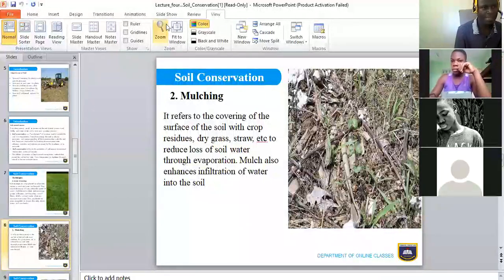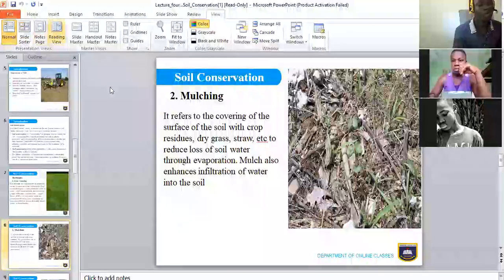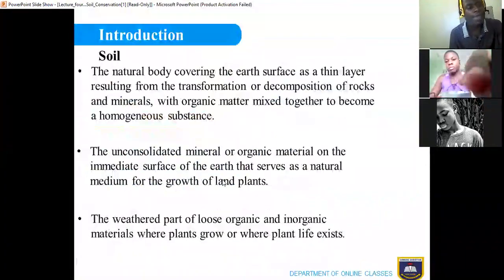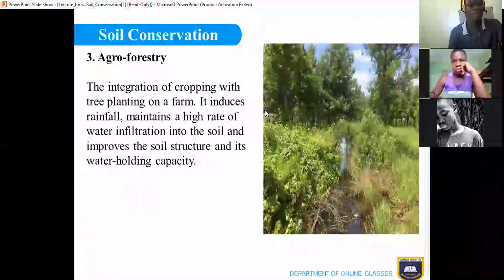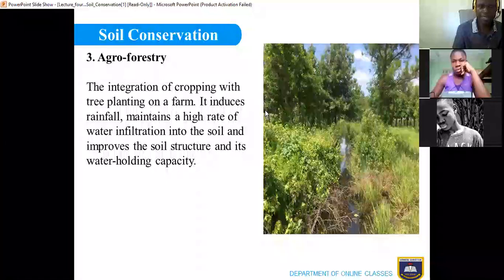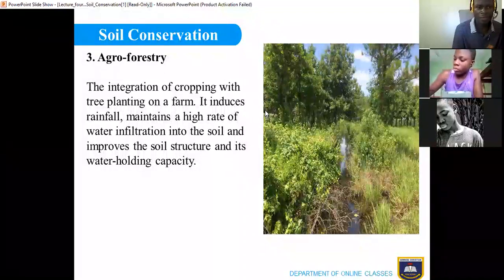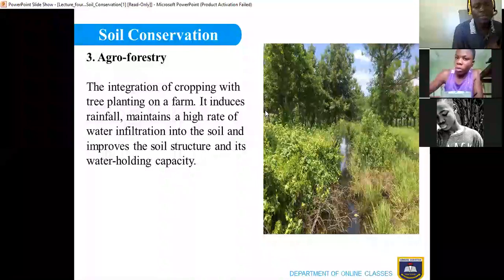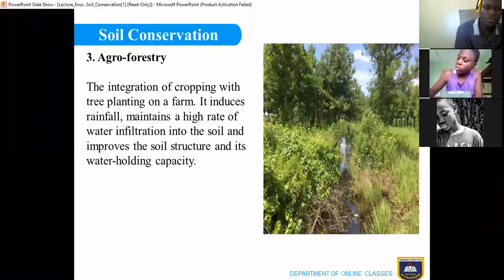And what is the importance of that? First and foremost, these trees will enhance the rainfall pattern. That means that the tall trees induce rainfall. Then once it rains, they are able to make the water go deep down into the soil because of their presence. That is what we call water infiltration. Because of their presence, they also improve the structure of the soil and enable the soil to hold more water.